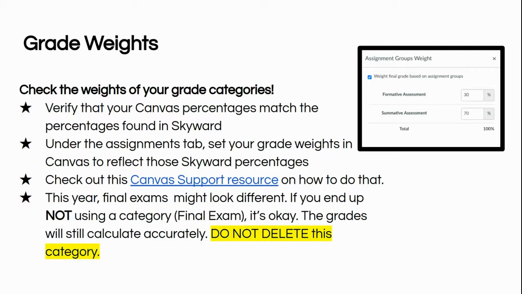And then this year, if you are not administering a final exam, that is okay. Please don't change any of those categories, as Skyward will still have those same categories. Your grades will still calculate accurately based on the grades that are inputted.